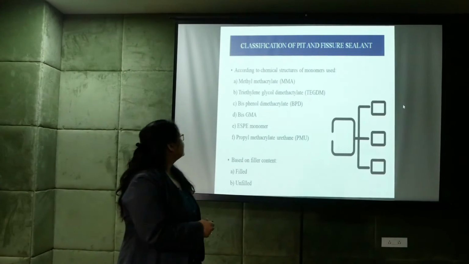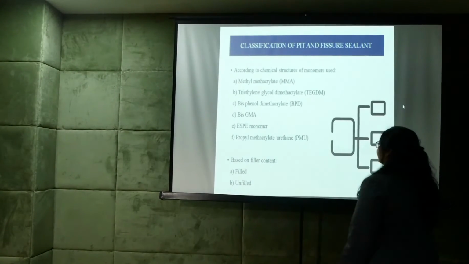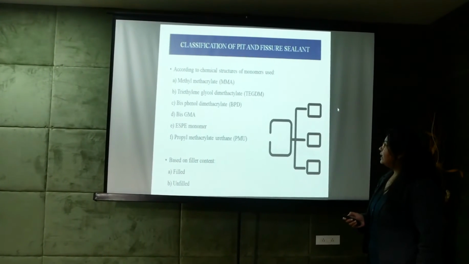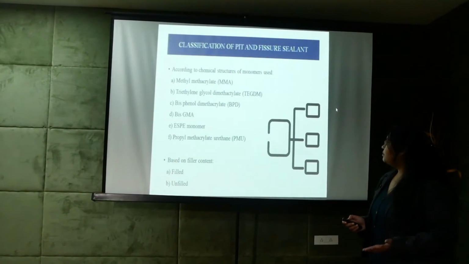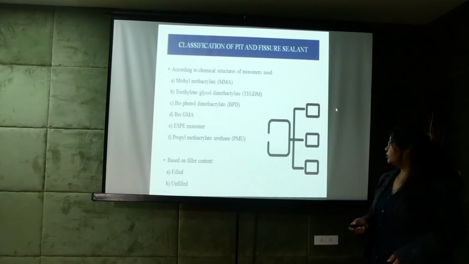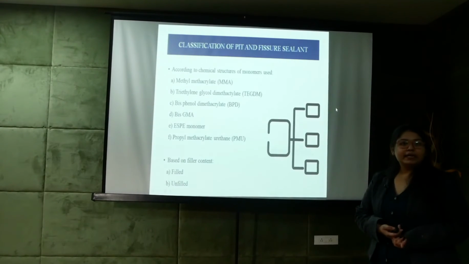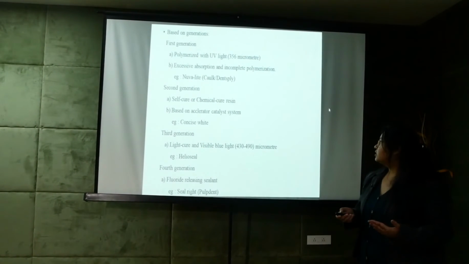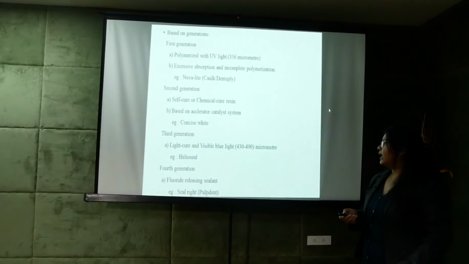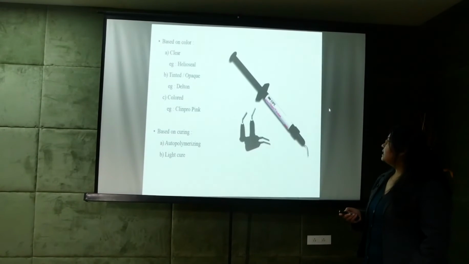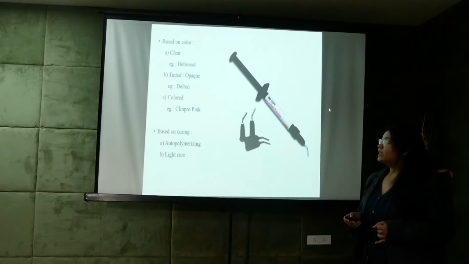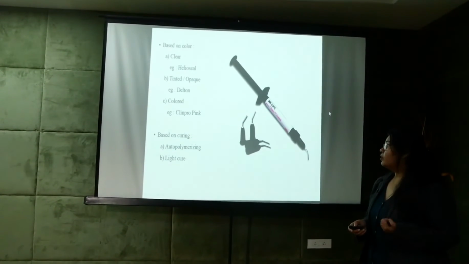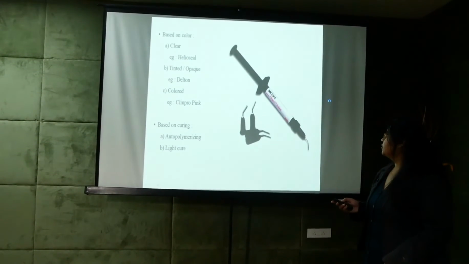So how do we classify pit and fissure sealants? According to the chemical structure of the monomer used, they are MMA, TEGDMA, BPDM, bis-GMA monomer. Based on filler content, they are filled or unfilled. Based on generation, first generation, second generation, third and fourth generation. Based on color, they can be classified as clear, tinted or colored. Based on curing, they are autopolymerizing or light cure.